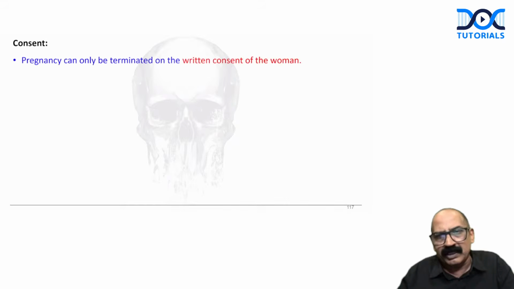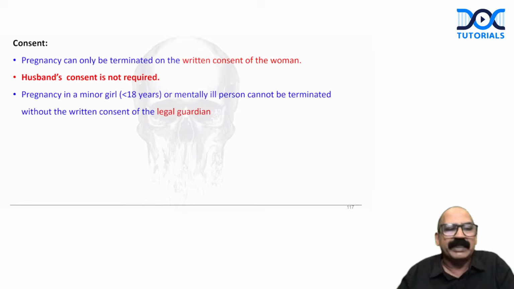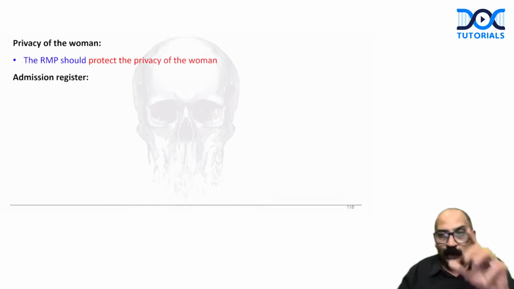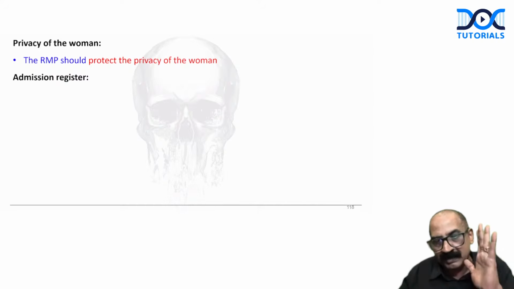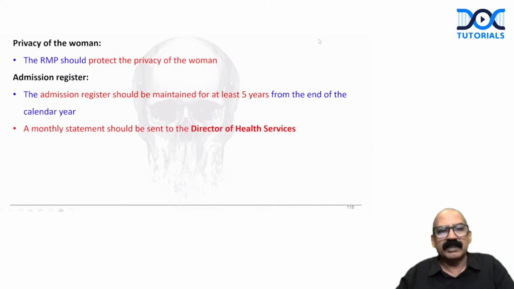Consent of the woman is very, very important. Consent of the husband is not required. And if the woman is mentally ill or a minor, consent of the legal guardian should be taken. At the same time, you have to maintain professional secrecy. You have to maintain an admission register, which has to be maintained for a minimum of 5 years from the end of the calendar year. And a monthly statement should be sent to the district health officer or director of health services. All these are regarding MTP.